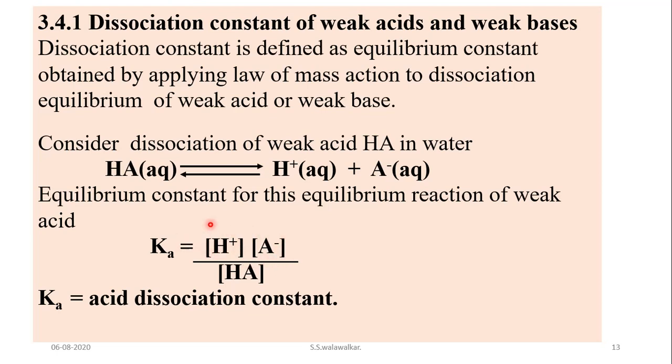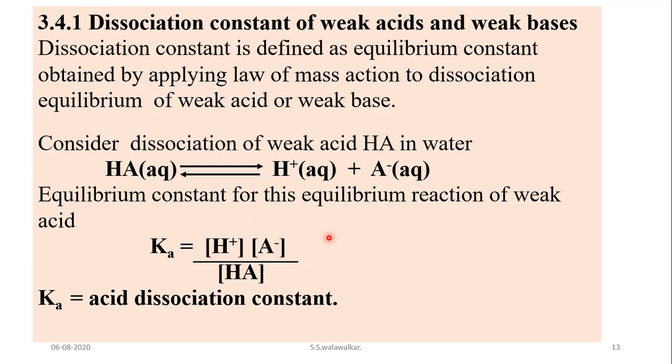This concentration is expressed in moles per decimeter cube, and generally the symbol enclosed in a square bracket represents molar concentration. So Ka is equal to [H+] times [A-] divided by [HA], and this is known as the acid dissociation constant. If the value of the acid dissociation constant is larger, then the acid is strong, that is, the concentration of hydrogen ions is more at equilibrium.